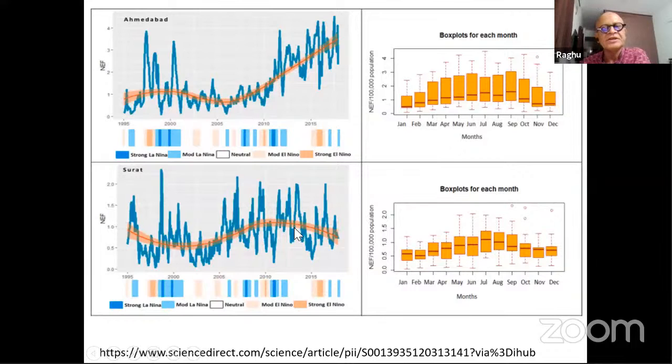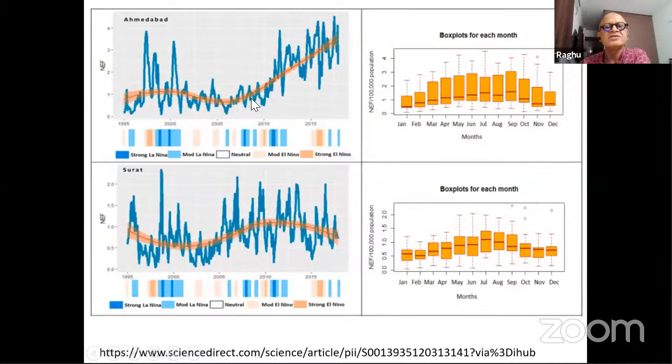Okay, and it turns out that the impact of climate events like El Nino and so on are somewhat different also in the two cities. And you can see here box plots for each month in terms of enteric fever. And you can see that Ahmedabad seasonal distribution and the variability around the mean, these are the box and whisker plots, as most of you probably know, versus Surat. They are remarkably different as well when you look at the mean seasonal cycle.